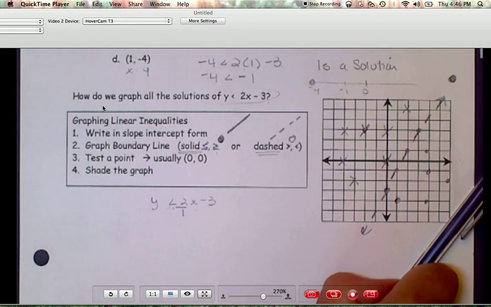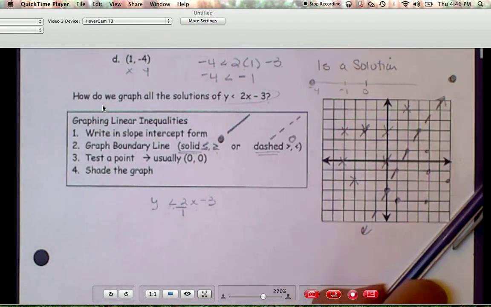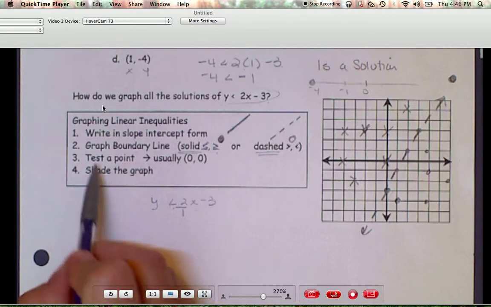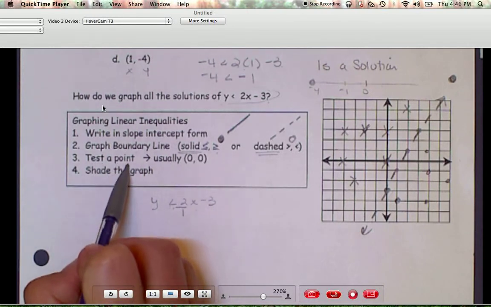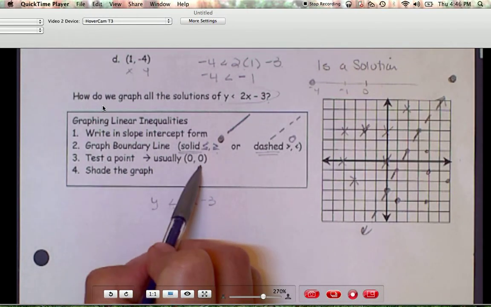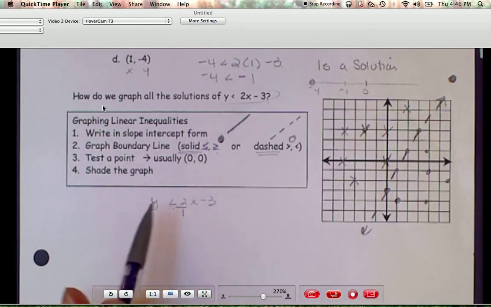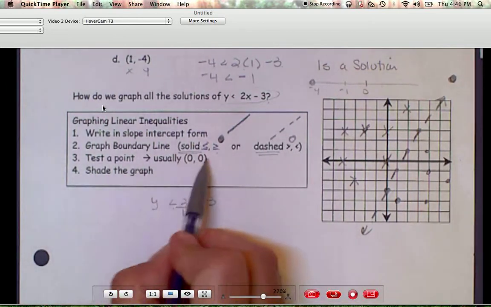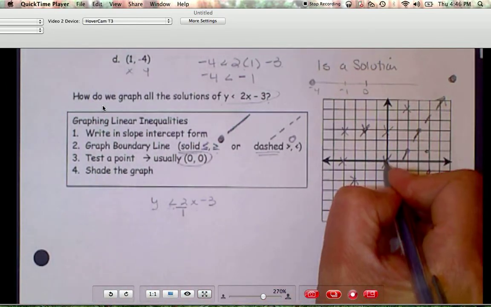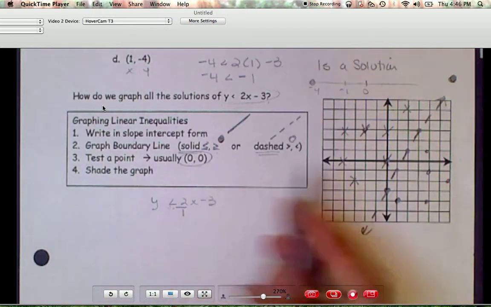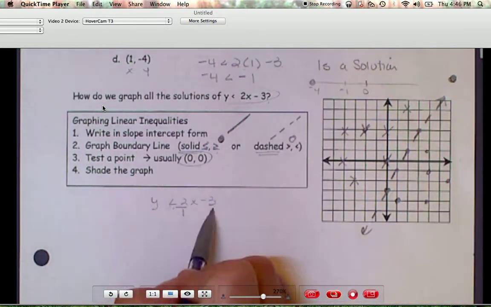Now we really don't want to have to test all of these points. So what we can do is just test a single point. Usually we use 0, 0. Why would we use 0, 0? Because of course it's the easiest point to plug in. So when I say test a point, we're going to take 0, 0, which is right here. Now we've already done this, but let me just reiterate how we do this. We plug it into the original equation.